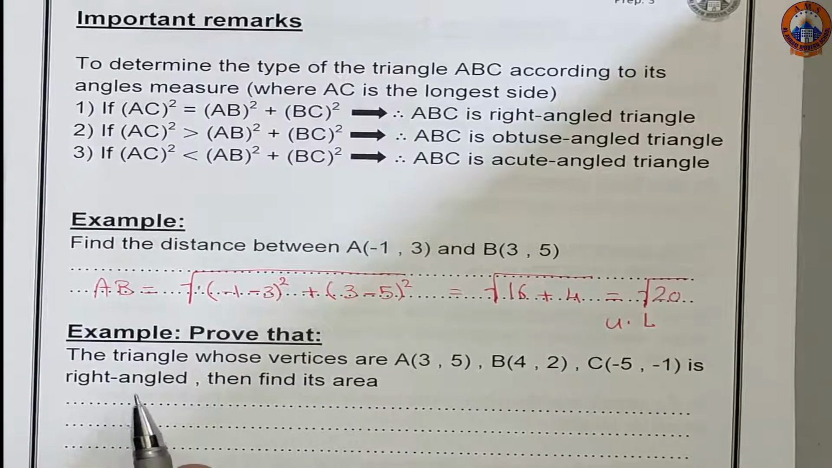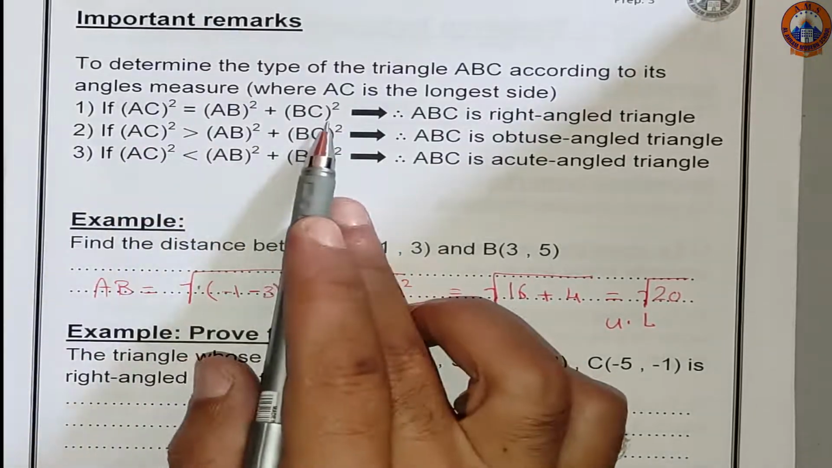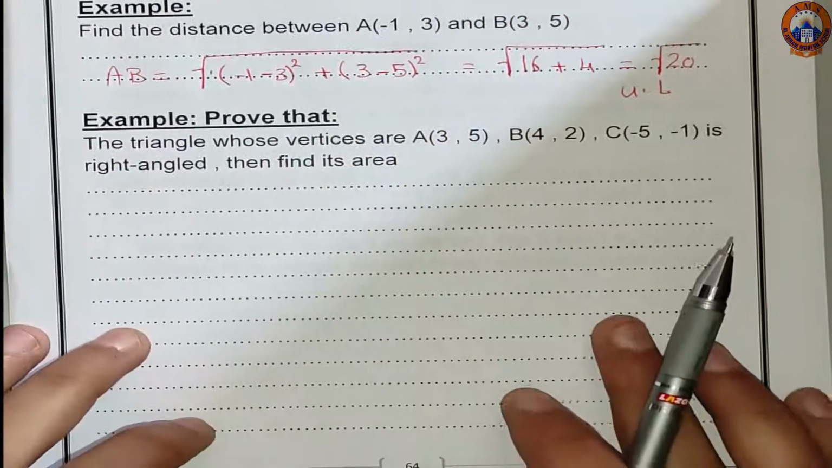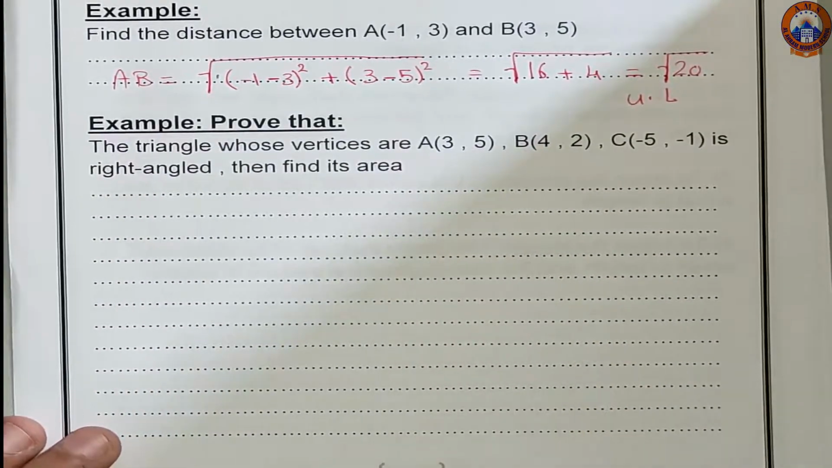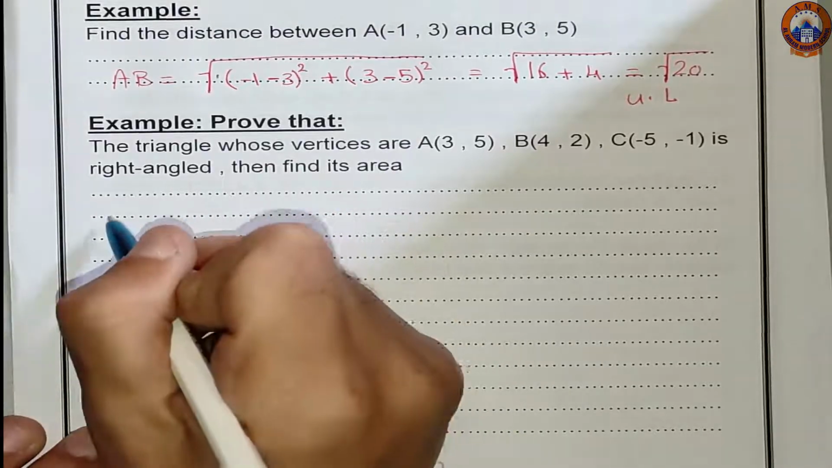We need to prove that ABC is a right angle triangle, so we're gonna try to prove the first statement. We're gonna find the distance AB, and the distance BC, and the distance AC. First, let's get the distance AC.